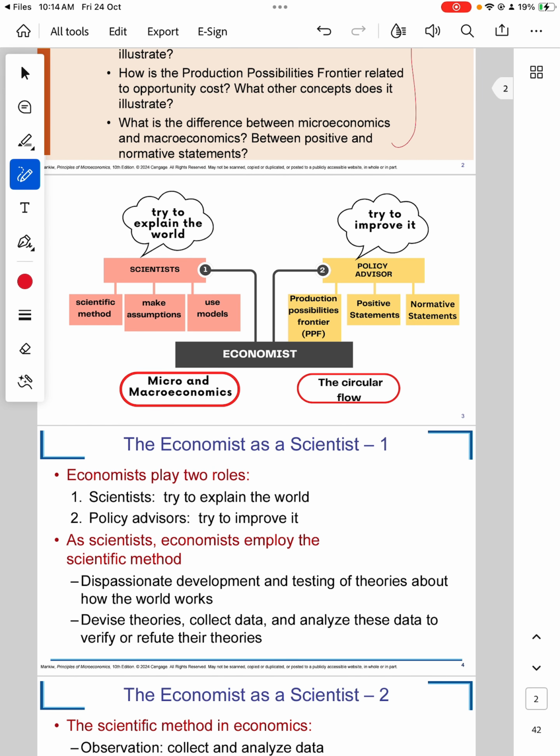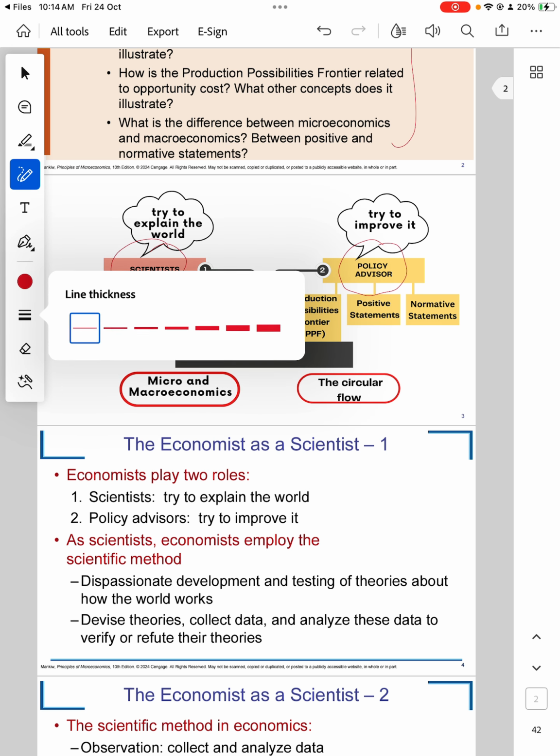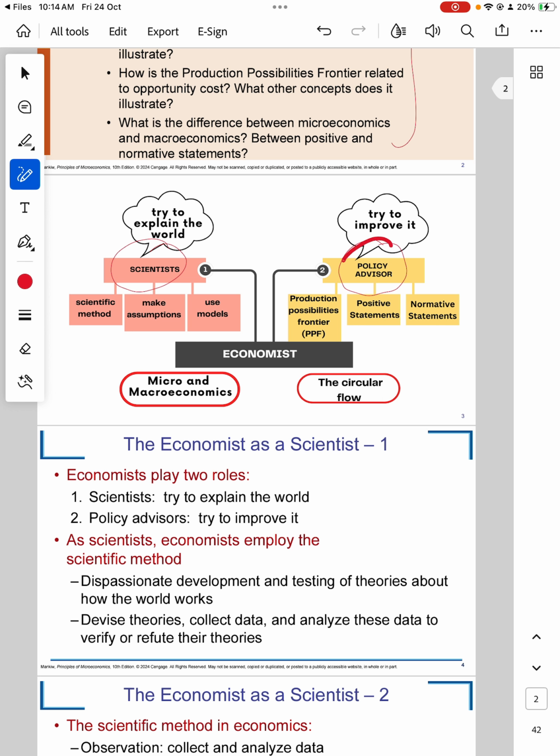As you can see here, I already made the mind mapping for you so that it is easier for you to understand. Economists might be defined as playing two roles. First, economists play a role as a scientist. This is the first role, as a scientist, and the second role is known as policy advisor. These two roles are very important roles that are played by the economists, as you can see here.